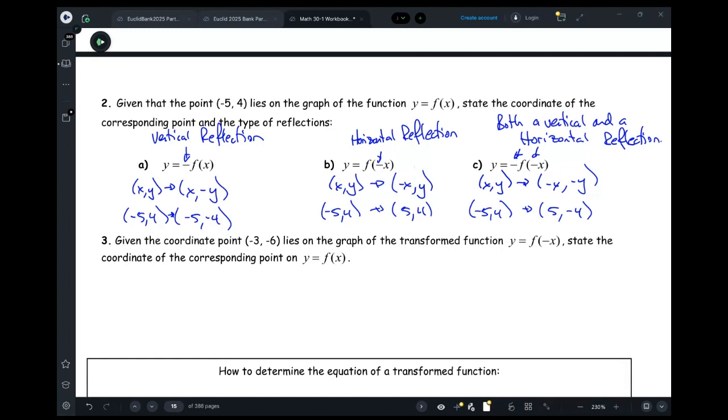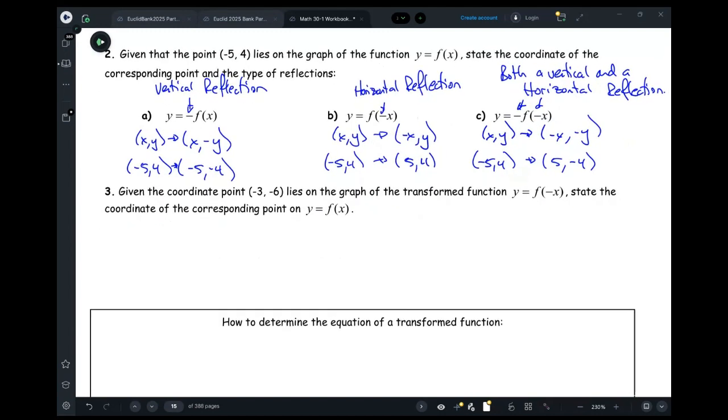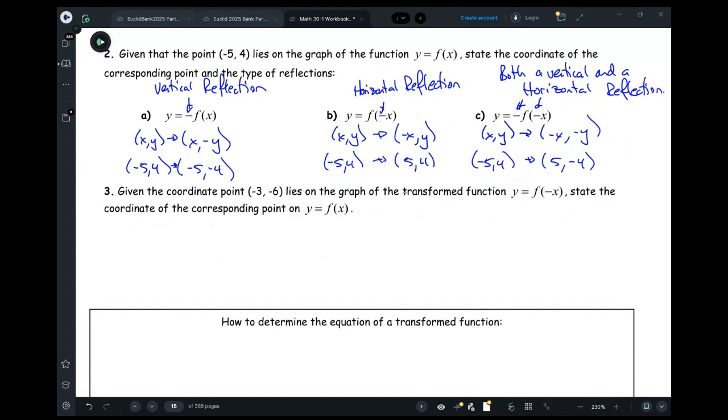Let's take a look at the next one here. It says, given the point negative 3, negative 6, and it lies on the graph of the transformed function, state the corresponding point on the original function. So in other words, we want you to go backwards. We want you to undo this. So this is a horizontal reflection. So it's changing the sign of the x coordinate.